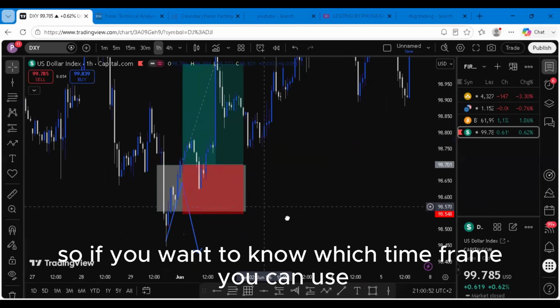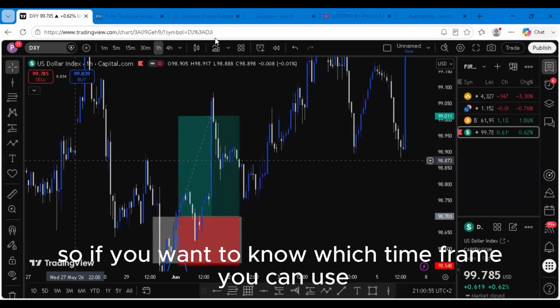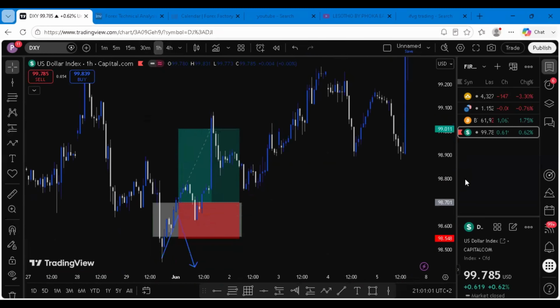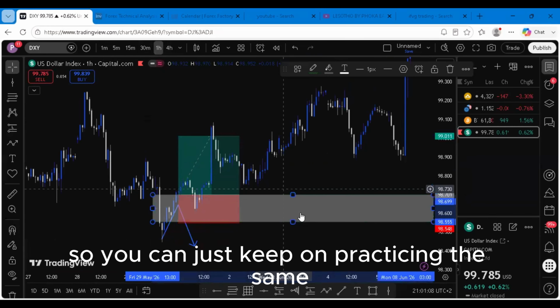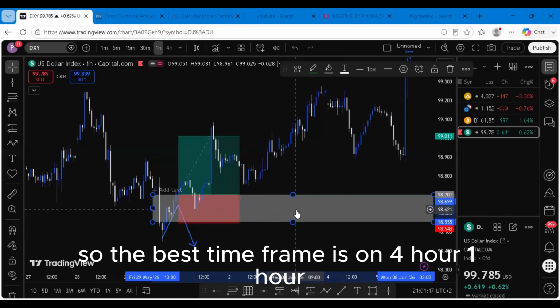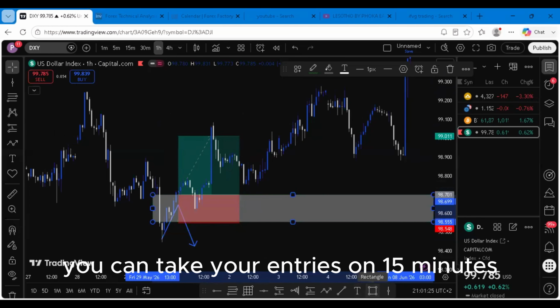So if you want to know which time frame you can use, right here you can see I'm using 1 hour time frame to avoid a lot of noise. So you can just keep on practicing the same strategy until you see yourself being profitable. The best time frame is 4 hour, 1 hour. You can take your entries on 15 minutes.